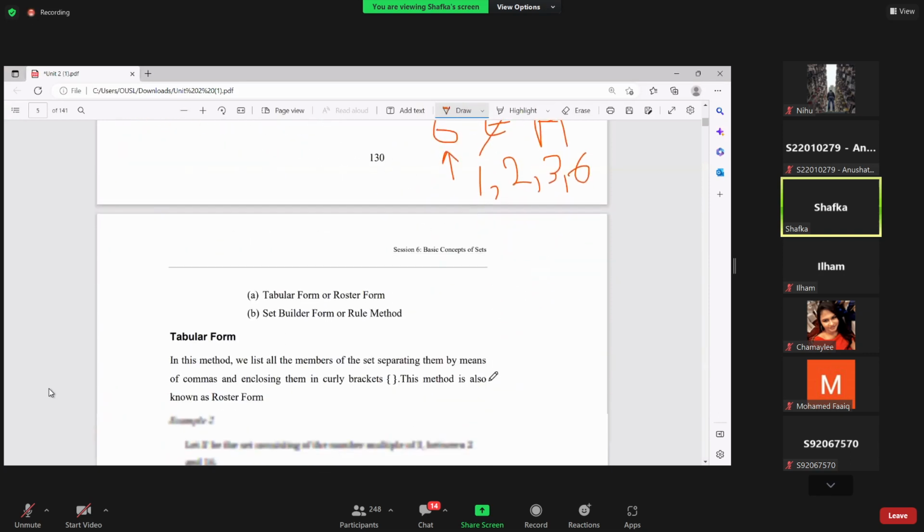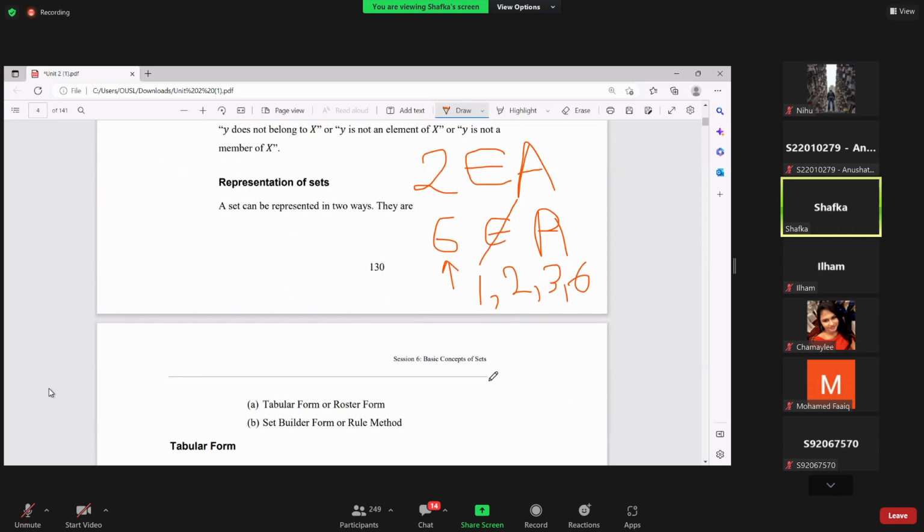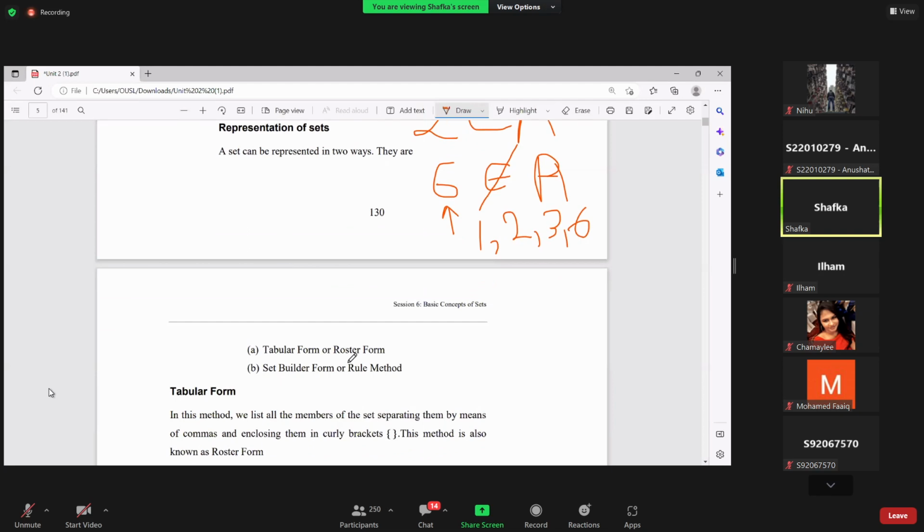Okay. So already I mentioned that we can represent a set by representing its elements, or the description, or the graphical or pictorial way. So there are three methods to represent a set. First, the tabular form or roster form, and then the set builder form or rule method. In the set builder form, you have to mention the rules that the elements need to satisfy.